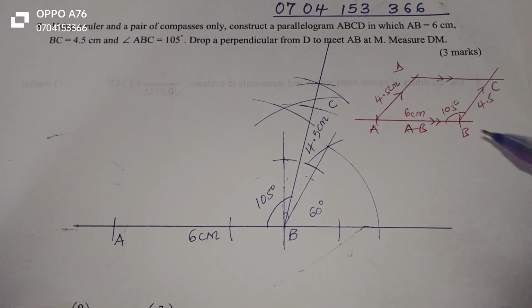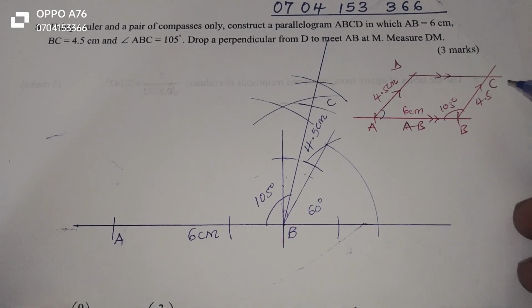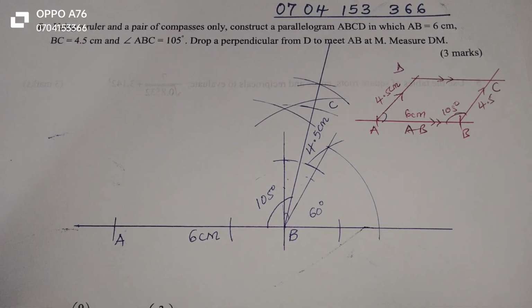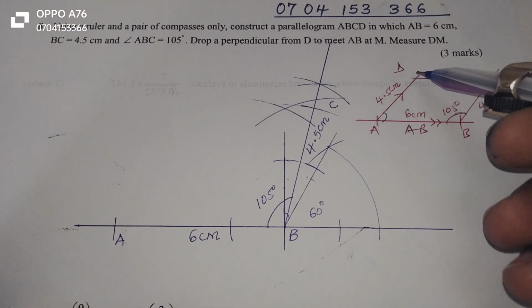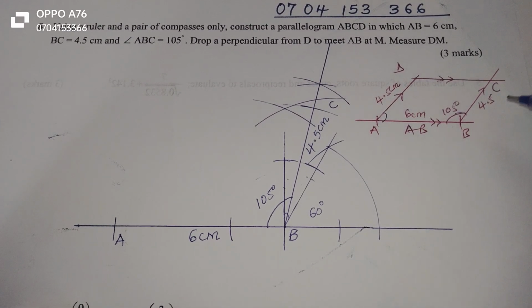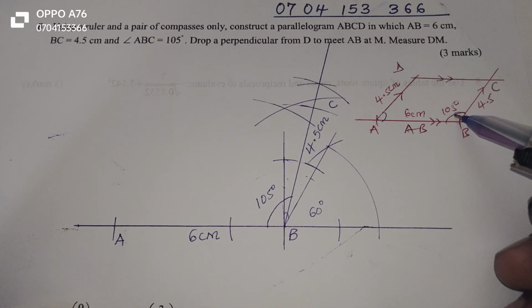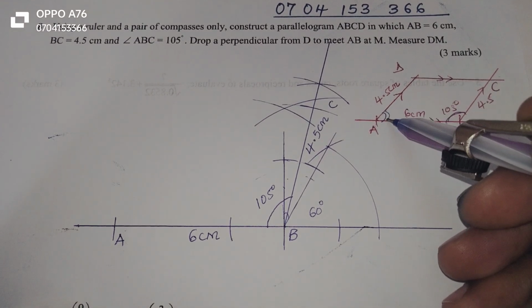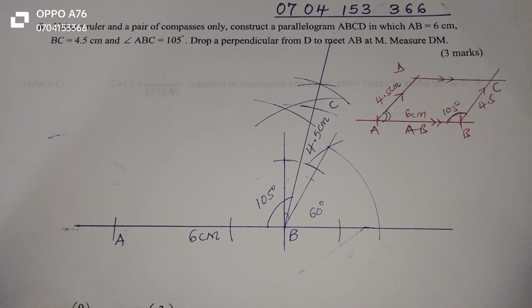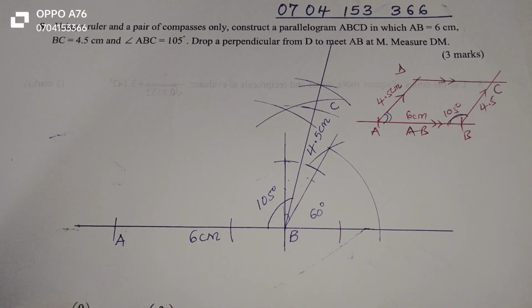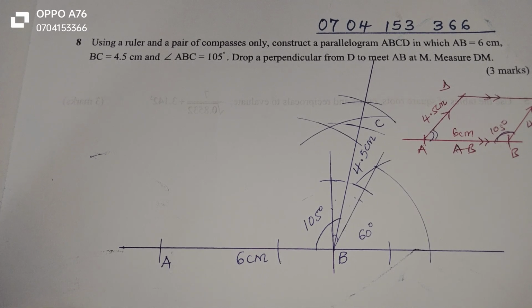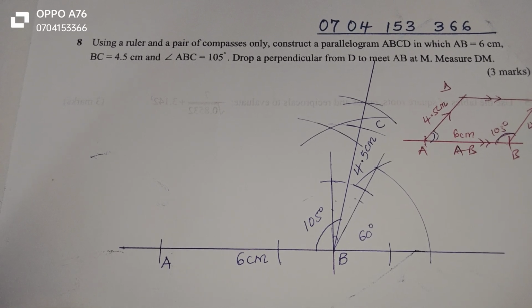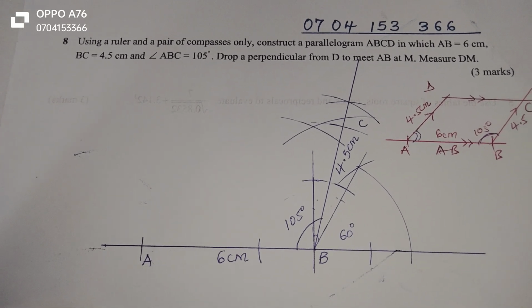The angle at A and the angle at B are called cointerior angles, because lengths AD and BC are parallel lines. Cointerior angles, or rather allied angles, usually add up to 180. So allied angles or cointerior angles are supplementary. They add up to 180.